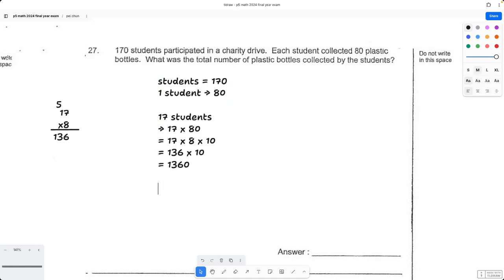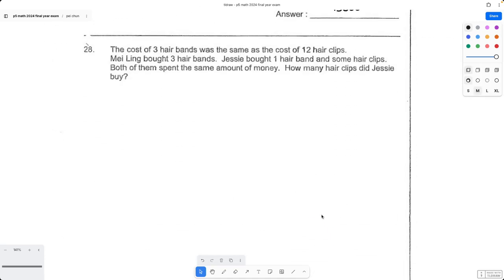So that means 170 students is basically 1360 times 10. That's it, nothing new. So the answer is 13,600. What a simple question. Let's move on.